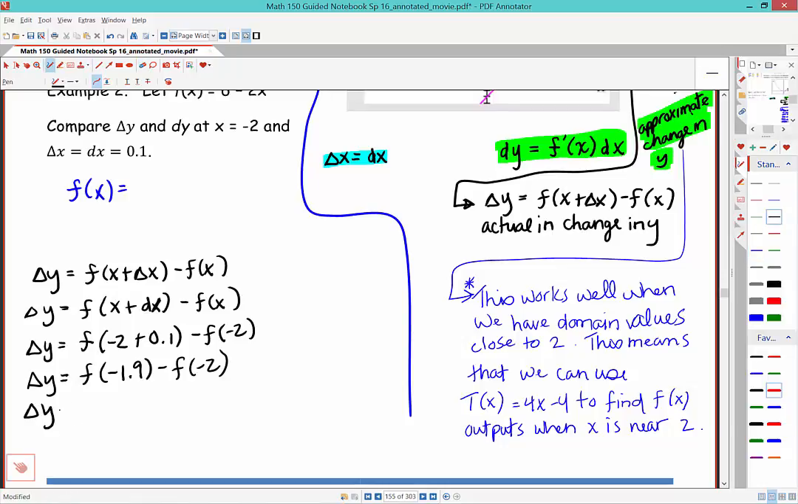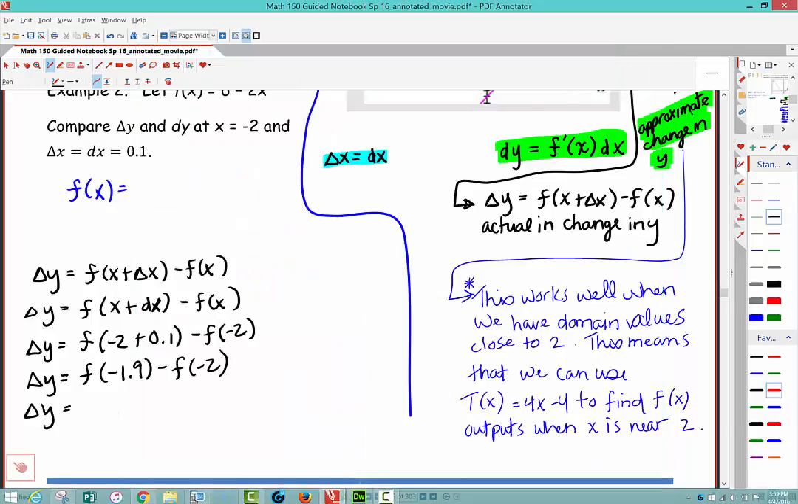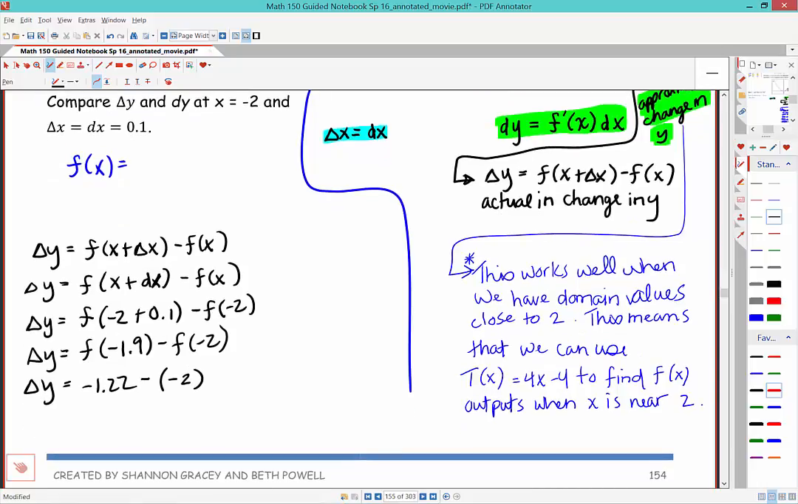So delta y will be equal to, let's see, our f at -1.9 was -1.22. And then we're going to subtract from that f at -2, which we can just do in our head. That would be 2 times 4 is 8, and 6 minus 8 is -2. So this will be adding 2, so the actual change in y is going to be positive 0.78.